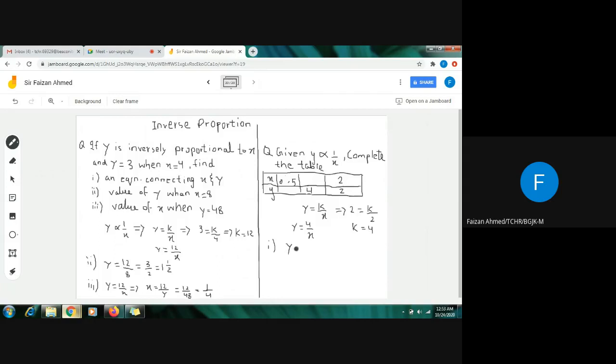So I will write my equation again, 4 upon x, and I know that the value of x is 0.5, which has been given to me, so I will write 0.5 in place of x. And I know that 4 divided by 0.5 is basically 8, so the value of y when x is equal to 0.5 is 8. So I will replace this value in the table like this.